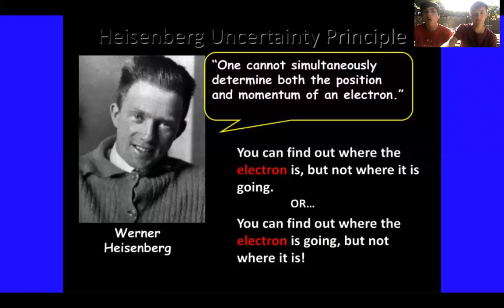Heisenberg's uncertainty principle states that you cannot find both where an electron is and where it is going, but you can only have one or the other.